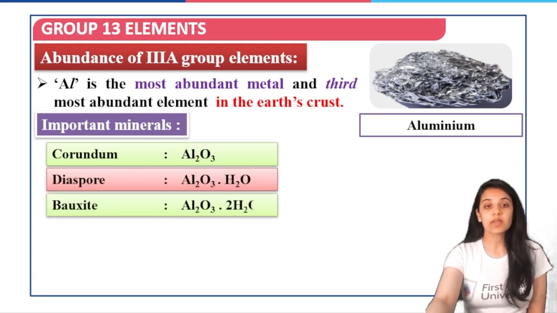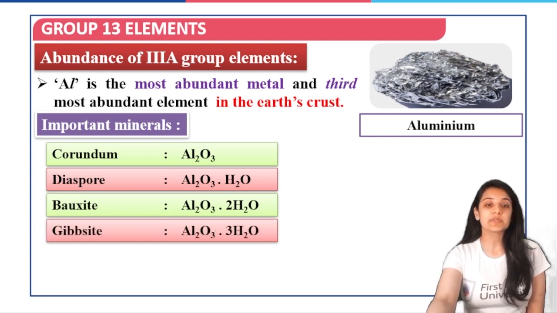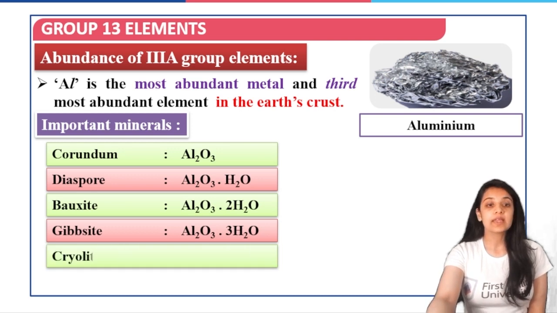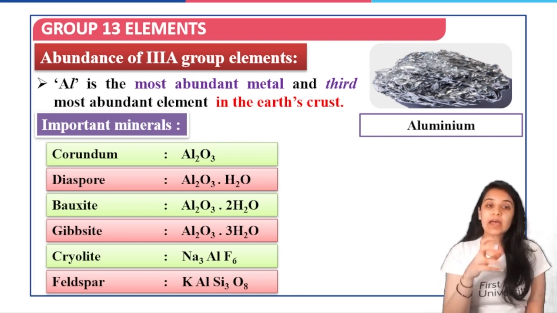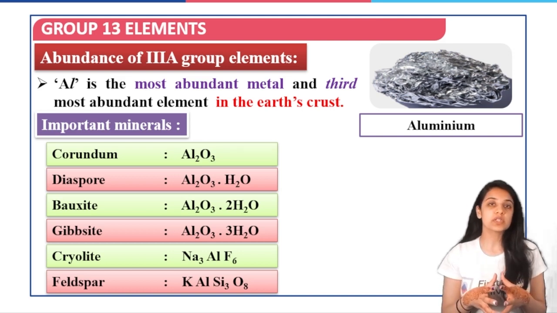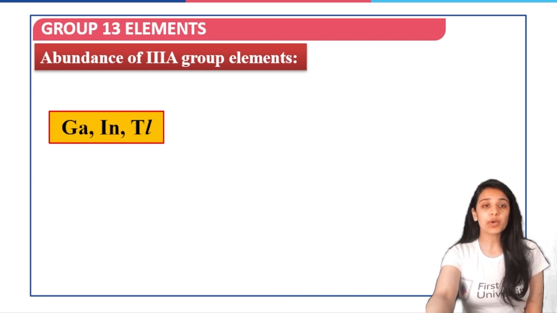Then we have diaspore, that is Al2O3.H2O, and bauxite, Al2O3.2H2O. So it is easy to remember: just one and then another water molecule of crystallization is being added. Then gibbsite is Al2O3.3H2O. Then we have cryolite, that is Na3AlF6. This is something which is different from the rest. And then we have feldspar, that is potassium aluminium Si3O8. I have taken up only the most important minerals from all of these elements, so you cannot just leave them like that. You will have to remember the molecular formulas of them.